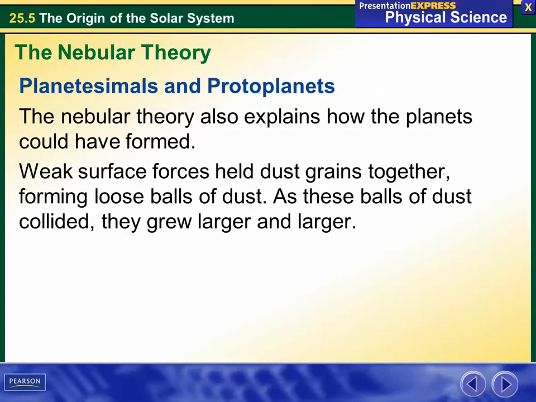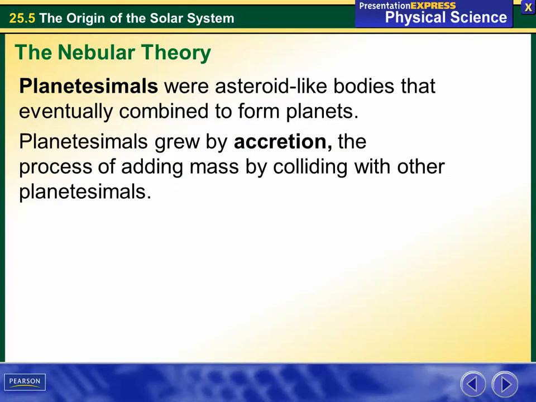Again, a couple other components of our solar system that the nebular theory explains: how planets form with planetesimals and protoplanets. So weak surface forces held dust grains together, which formed loose balls of dust. As these balls of dust collided, they grew larger and larger. So what didn't become the sun, the other particles of dust out there, collided, grew larger and larger, and formed what are called planetesimals, which were asteroid-like bodies that eventually combined to form planets.